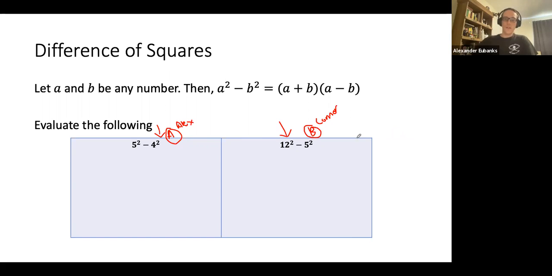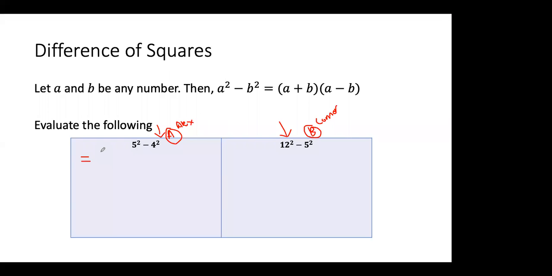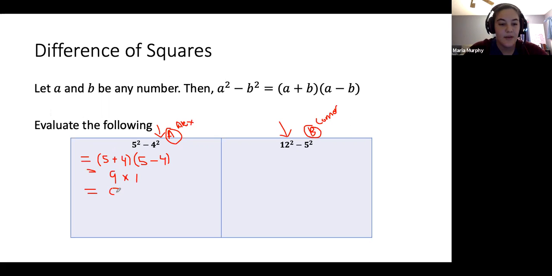Okay, I'll go ahead and call on Ethan to share your answer and how you got it. I got 9 because it's 5 plus 4 times 5 minus 4. 5 plus 4 is 9. 5 minus 4 is 1. So 9 times 1 is 9. Good job.